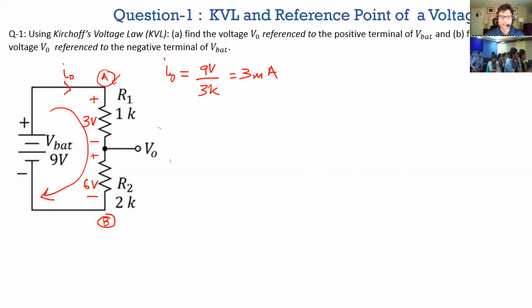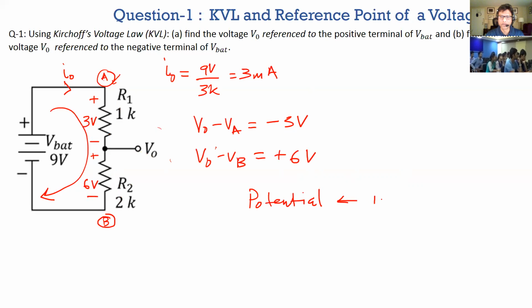So when I ask what is V naught with respect to node A, you can see that node A to node B is plus 3 volts, which means that V naught minus VA will be equal to minus 3 volts, right? So V naught with respect to VA equals minus 3 volts. The second question was what's V naught with respect to B, and that's clearly 6 volts here, because V naught minus VB is clearly shown here to be plus 6 volts. So always remember, if you are asked about a potential, then you need to know with respect to what, right? With respect to what.